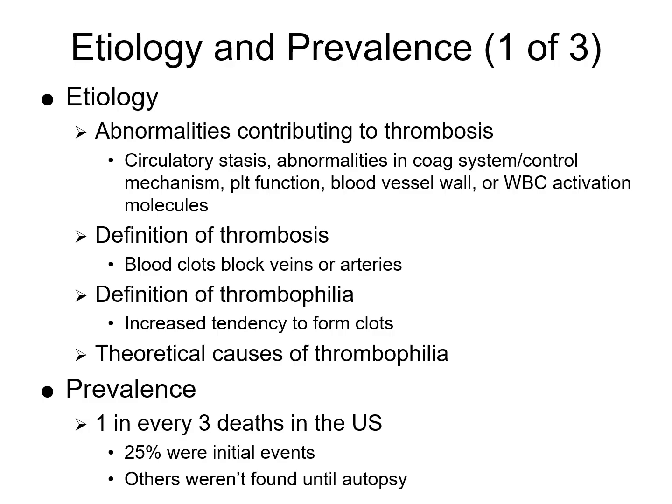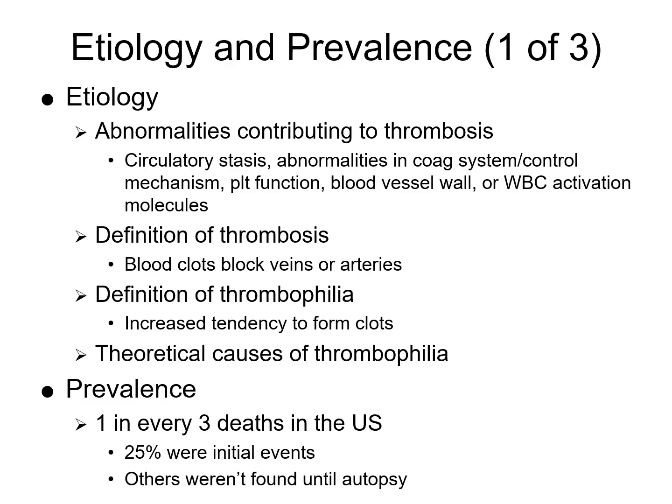Just some quick definitions. So we have thrombosis, as mentioned earlier. This is the formation of blood clots or thrombi that block veins or arteries, impeding blood flow normally. Thrombophilia is a condition characterized by an increased tendency to form abnormal blood clots. This is often due to inherited or acquired abnormalities in coagulation. Some theoretical causes of thrombophilia. Thrombophilia may arise from any combination of the abnormalities mentioned before, which could promote inappropriate clot formation.